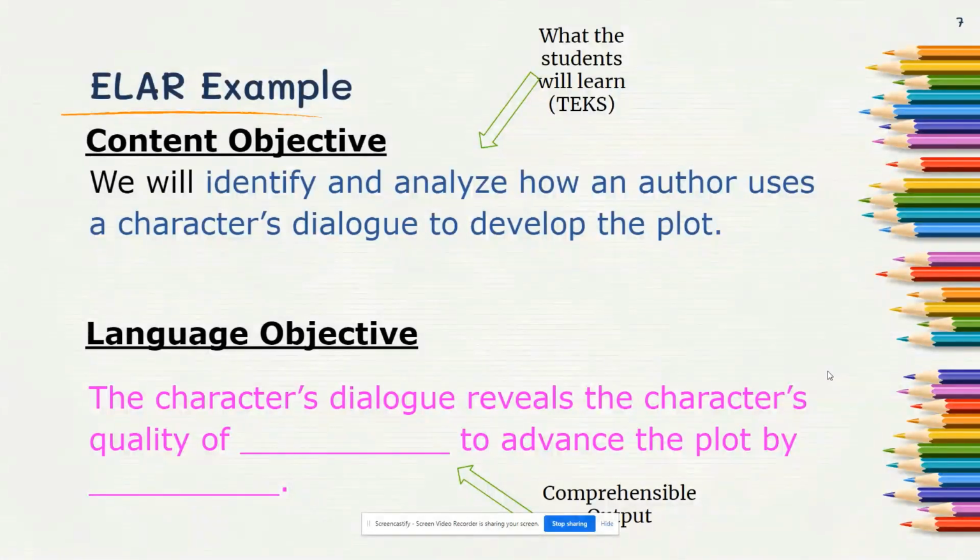This is also an ELAR example. This is more of a secondary example. The content objective: we will identify and analyze how an author uses a character's dialogue to develop the plot. The language objective is mirrored after it, using the words character dialogue and plot as part of the embedded academic language. The character's dialogue reveals the character's quality of blank to advance the plot by blank. So here, these key vocabulary words, this key academic language, if it's embedded in the content objective, it should be used in the language objective for speaking and writing on behalf of the students.